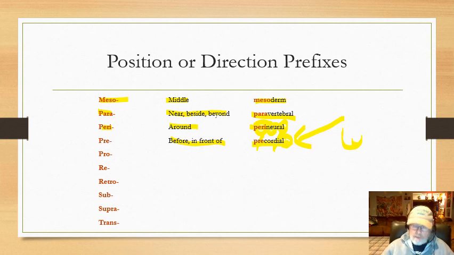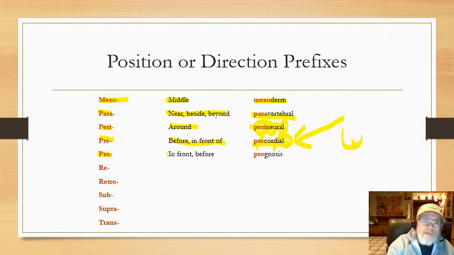These leads around the chest are called precordial leads because they're before or in front of the heart. They actually look at the heart from a different viewpoint when they take an electrocardiogram. We'll talk more about electrocardiograms later on in the course. Pro means before or in front of. And prognosis. Now, I mentioned before that gnosis means knowledge.